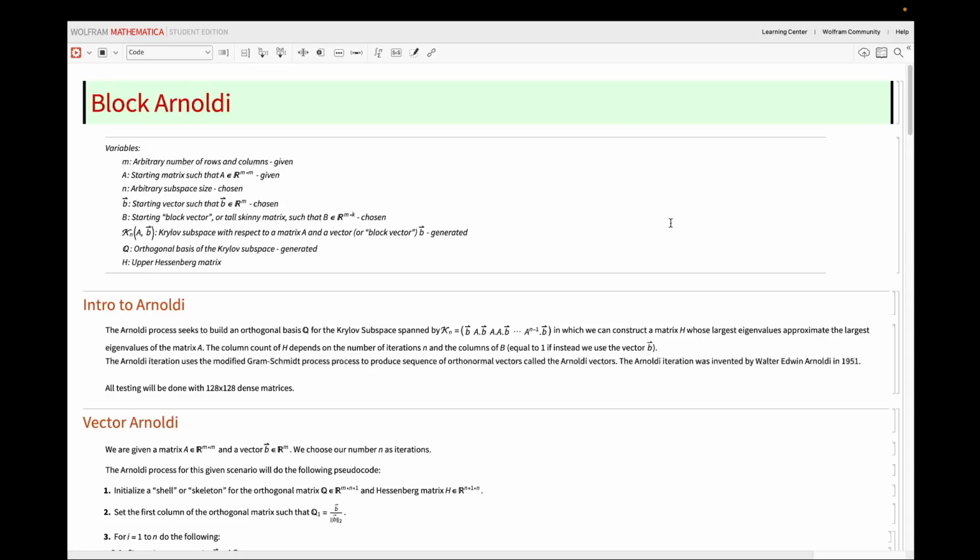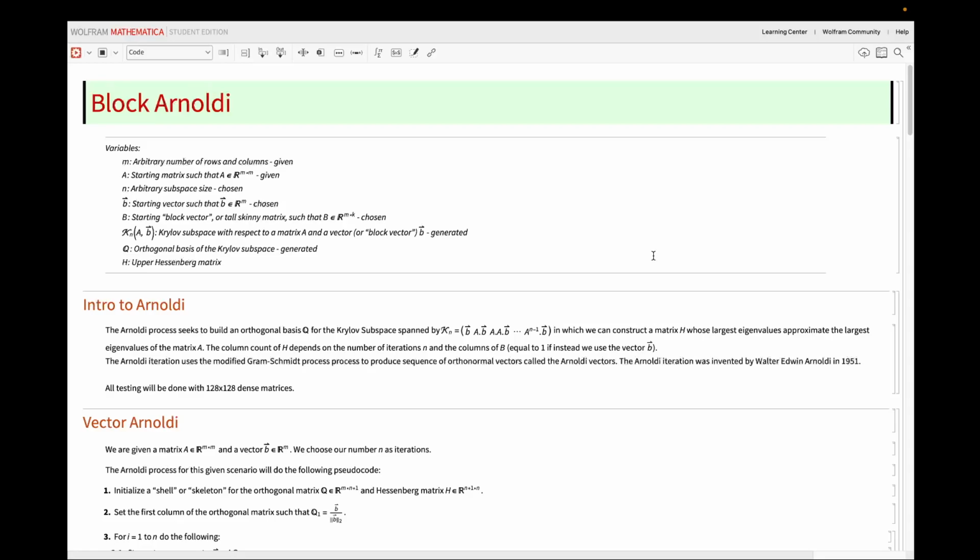Now, for the Arnoldi method, we are given variables: M is the arbitrary number of rows and columns of the given matrix. We have A, a real matrix of size M by M. We have N, the subspace size that we can choose. We have a vector B. Very important, we are going to use our Krylov subspace to generate an orthonormal basis Q and H, which we call the upper Hessenberg matrix.